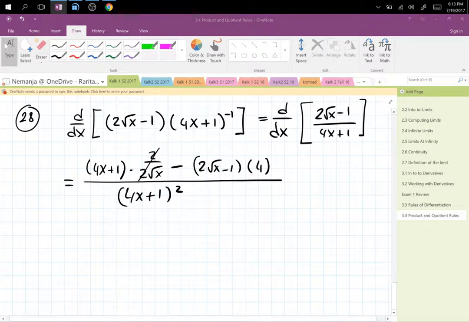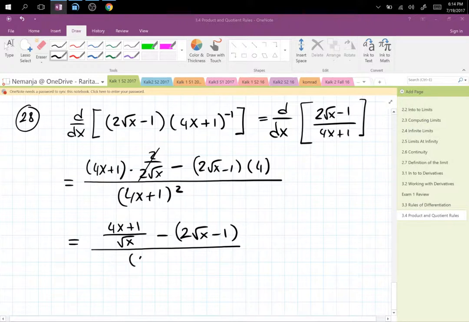So now to simplify this, we have 4x plus 1 divided by square root of x, minus 2 root x minus 1, divided by 4x plus 1 squared.